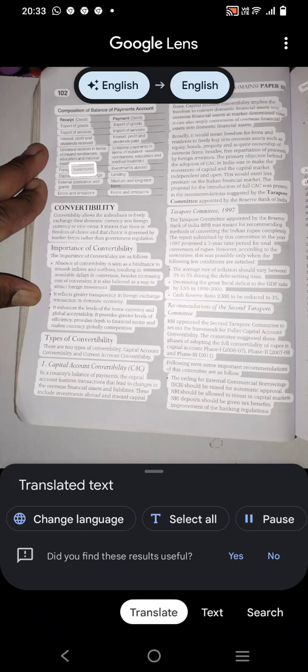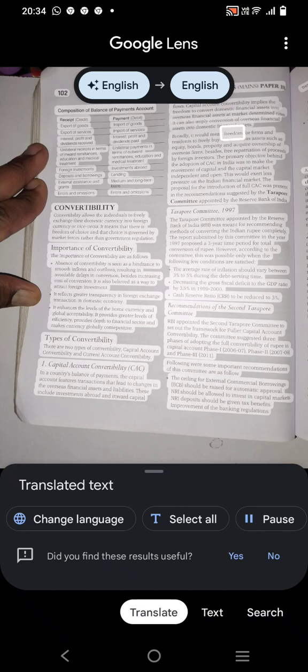Foreign investments. Investments abroad. Deposits and borrowings, external assistance, grants, lending, medium and long term. Overseas financial assets at market determined rates. It can also imply conversion of overseas financial assets into domestic financial assets.